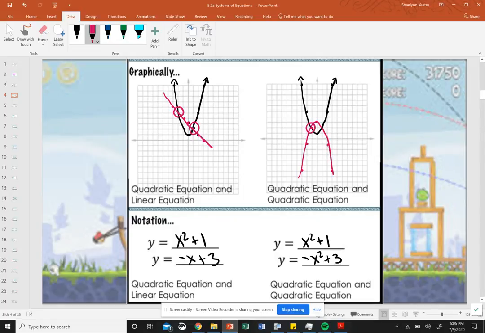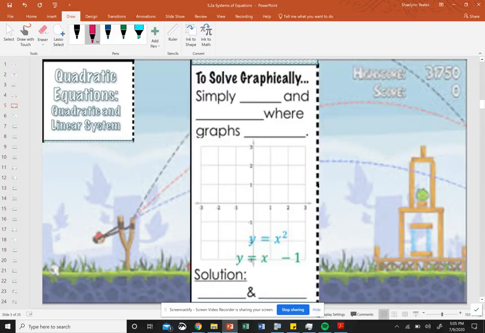Okay, and we end up with two solutions again. All right, and there is ways to get 4 solutions. I'm just not going to go over it quite yet because we haven't reached that point. All right.